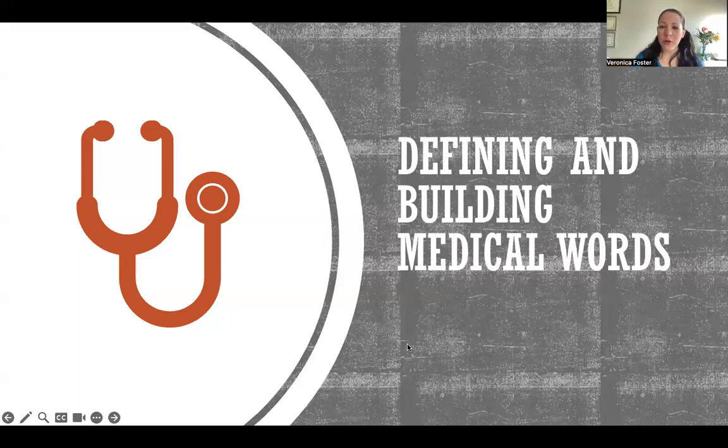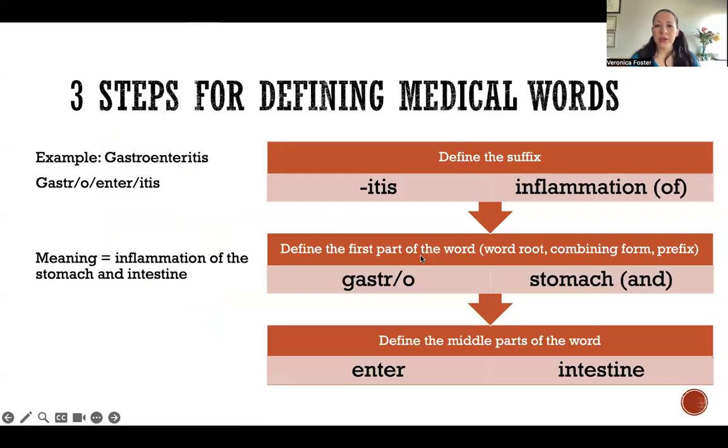Hello, in this video, I'm going to tell you about how to define medical words and how to build medical words. So there are three steps for defining a medical word. Let's say you have a term and you're trying to determine what it means. You're going to start by defining the suffix, the component of the word at the very end.